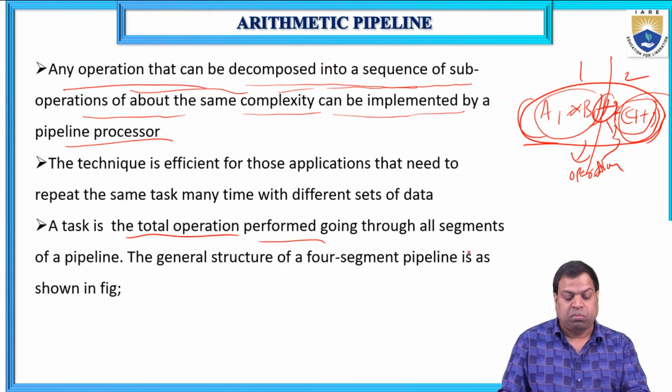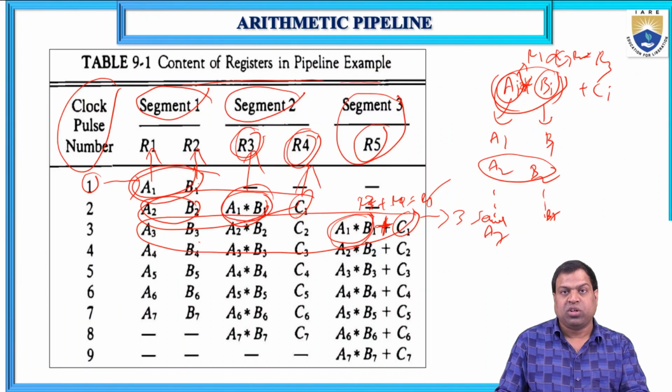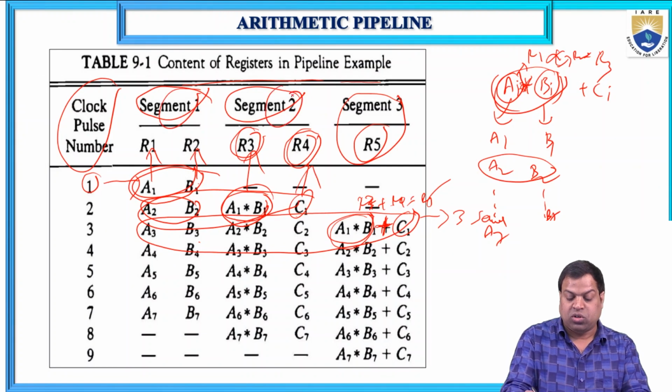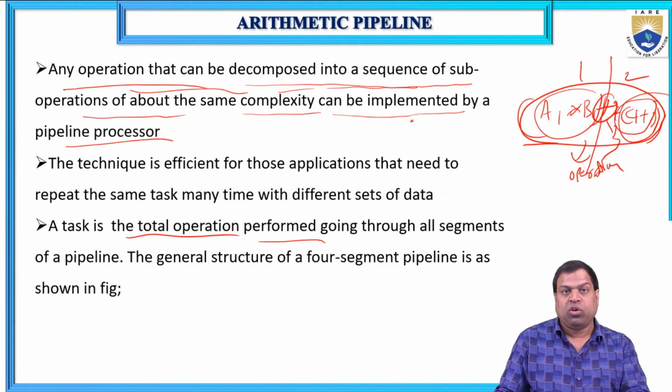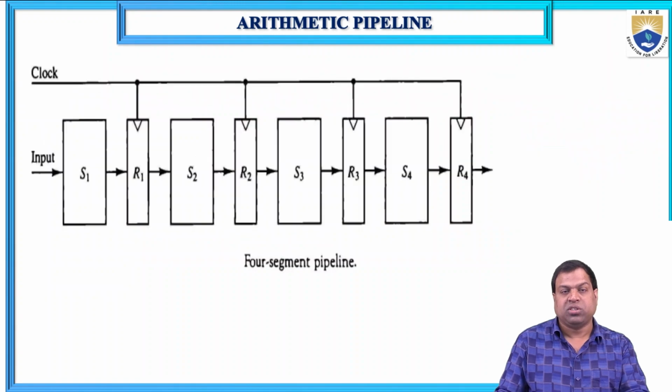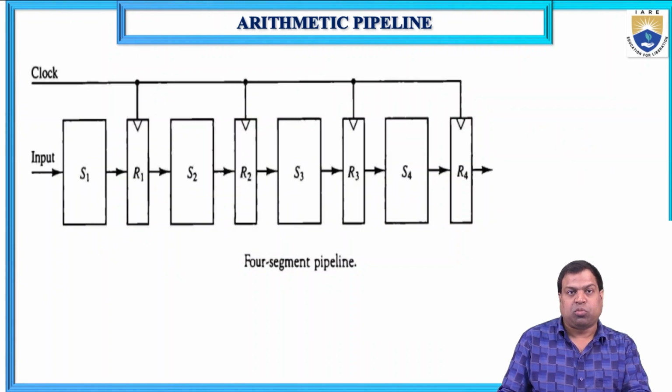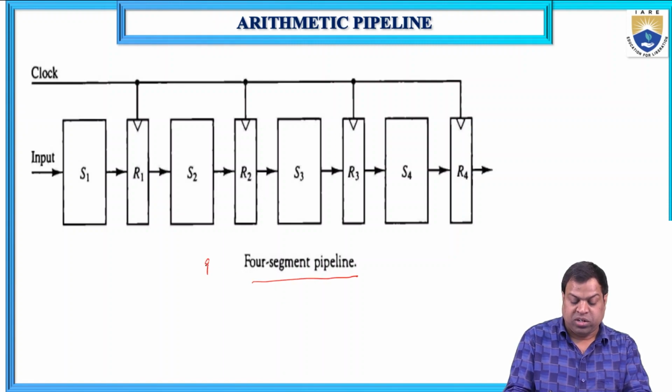Three segments of a pipeline, and the general structure of a 4-segment pipeline is as shown. Previously we discussed only 3 segments, 1, 2 and 3. Now we are going for the 4-segment operation. So what is the 4-segment operation? It is a block diagram of a 4-segment pipeline, in figure 1.